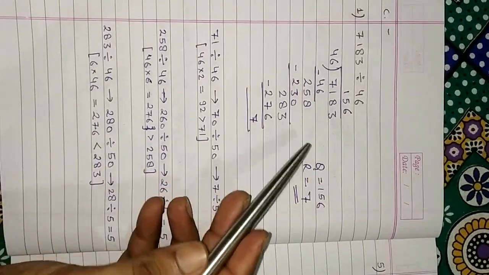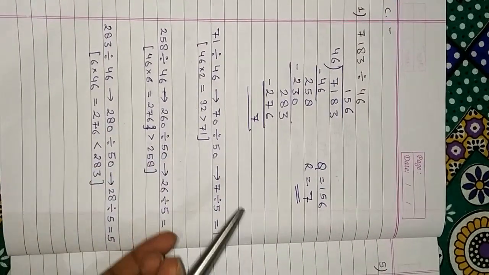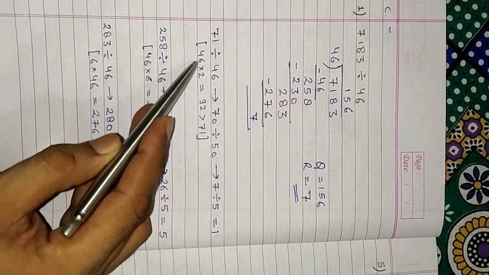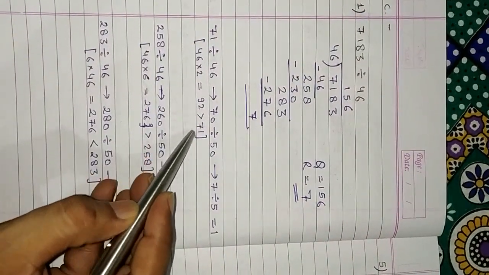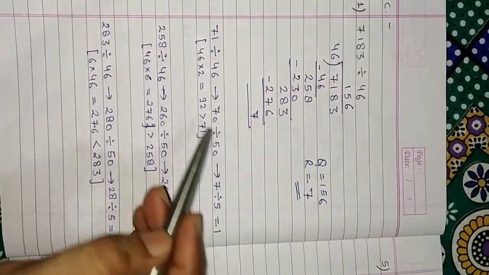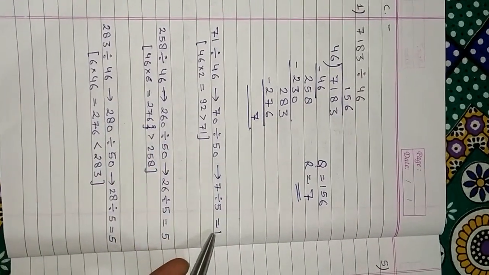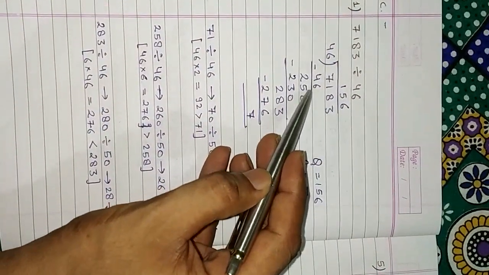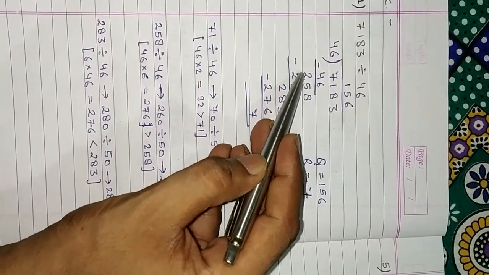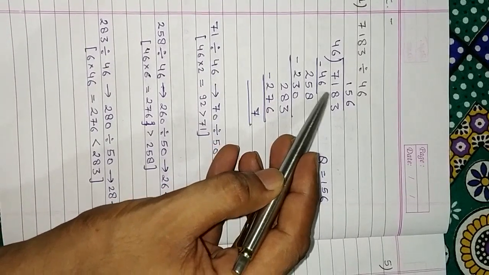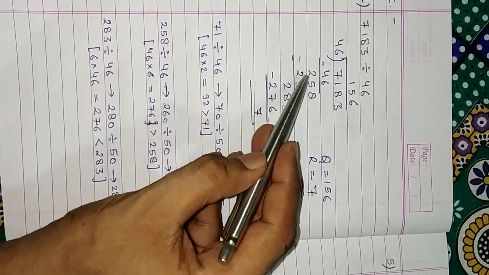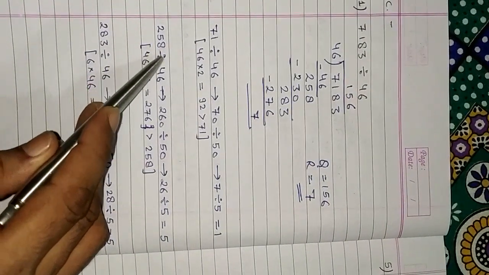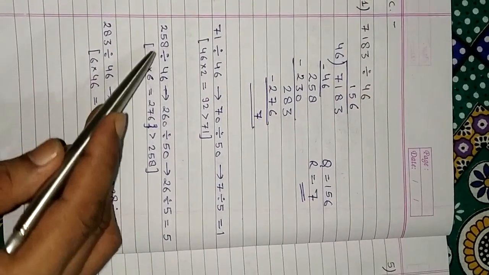Now 46 ones is 46, but check for a number greater than 1, meaning 2. 46 into 2 is 92, which is greater than 71. So we will skip 2. We will start with 1. 46 ones are 46. Subtract, we get 25. Now carry 8. 258. Now start estimating 258 divided by 46.